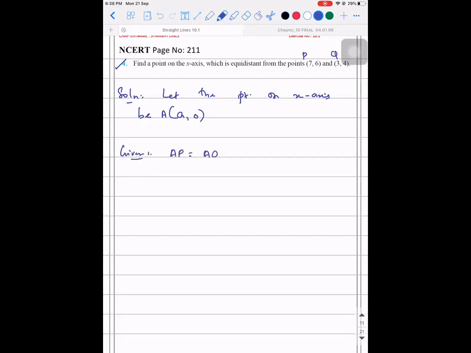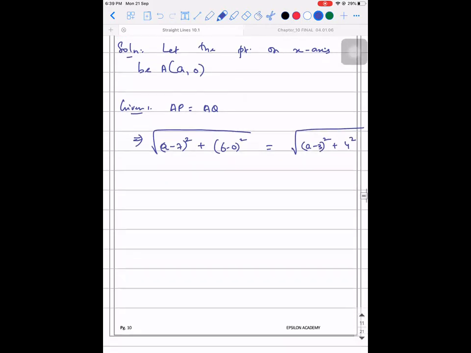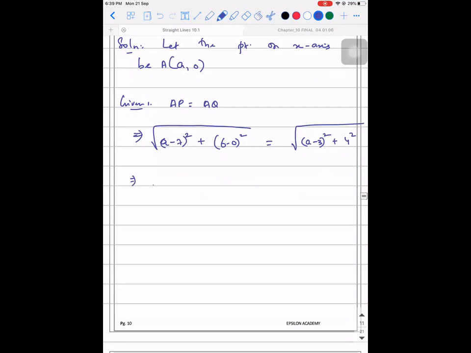AP is equal to AQ, which implies AP is root of (a minus 7) the whole square plus (6 minus 0) the whole square. What is AQ? Root of (a minus 3) the whole square plus 4 square. So this will be root of (a minus 7) the whole square plus 36, and this will be root of (a minus 3) the whole square plus 16.